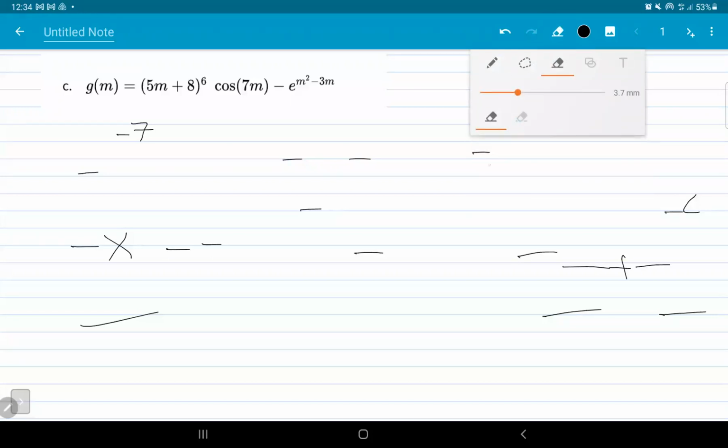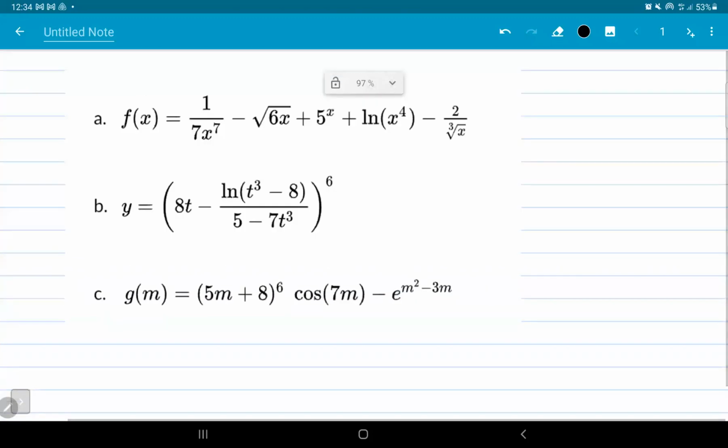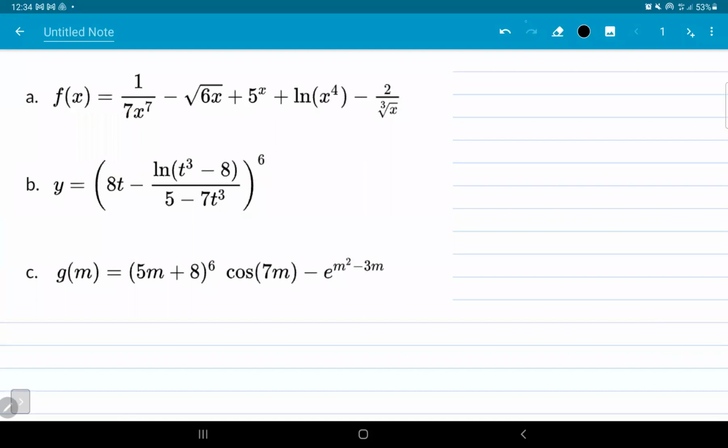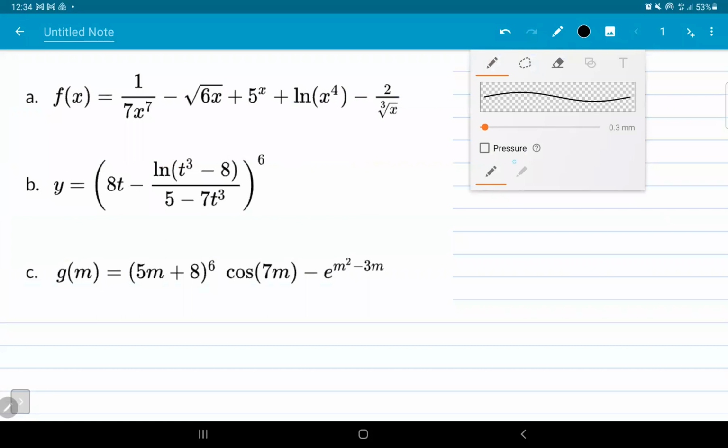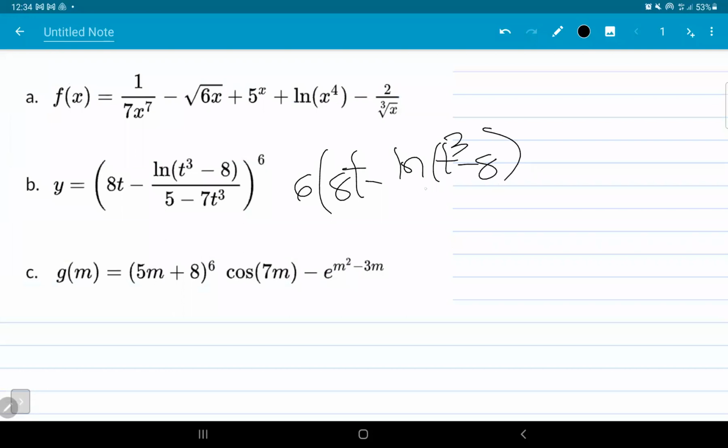Any questions so far? Next, try to do B. So you just have to use the power rule for quotients, bring down the power, showing this part, 2 points. Subtract 1 from the power, and then you just have to differentiate the quantity inside.